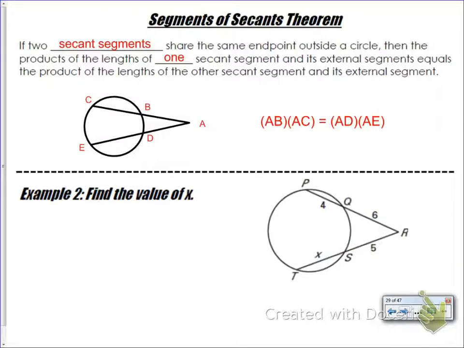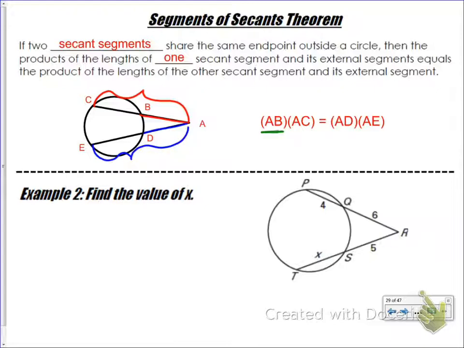Now the second possibility for intersecting segments is if I have two secants. If those secants are coming from outside the circle, they're going to intersect at a point, in this case A, which is located outside of the circle. What's going to happen is the outside part of this segment, which is AB, multiplied times the entire secant segment, which is AC, is going to equal the outside part of my second one, which would be AD, times the entire thing, which would be AE.